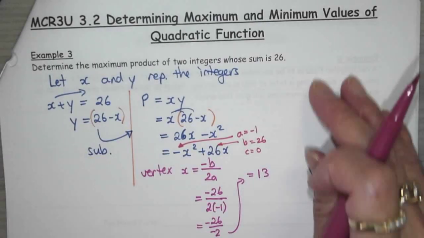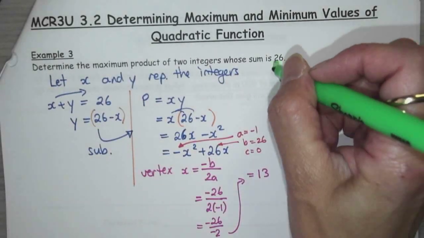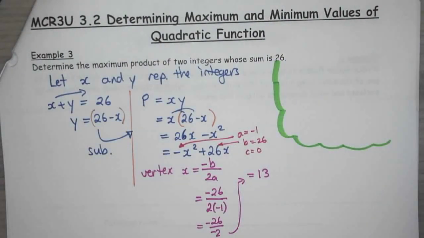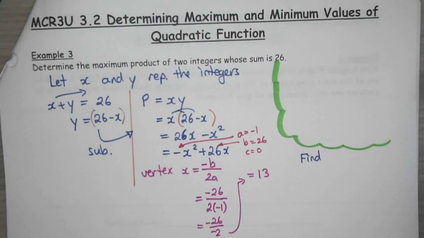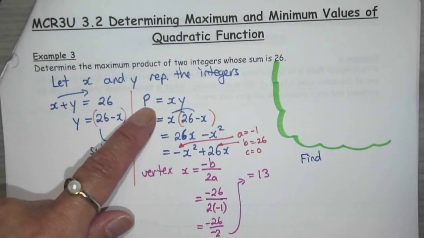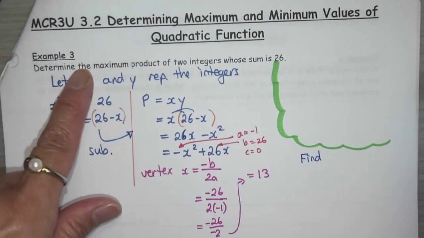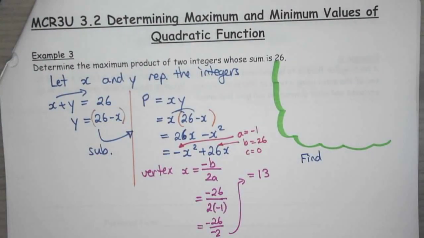Leave some room up here. If you haven't used up all this room, I'm going to show you an OR possibility. So leave a bit of room up here. Okay, I'll show you an OR up there, but I'm going to finish the question over here. So I want to find, do I want to find P? What do I want to find? Determine the maximum product of two integers whose sum is 26. What am I looking for?